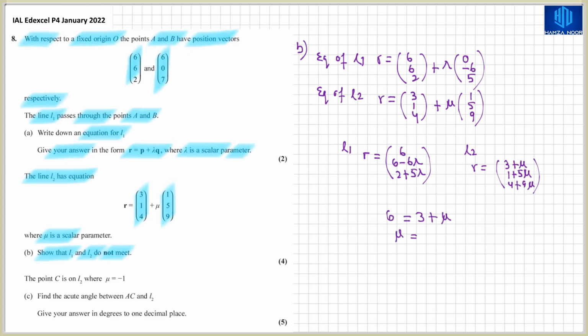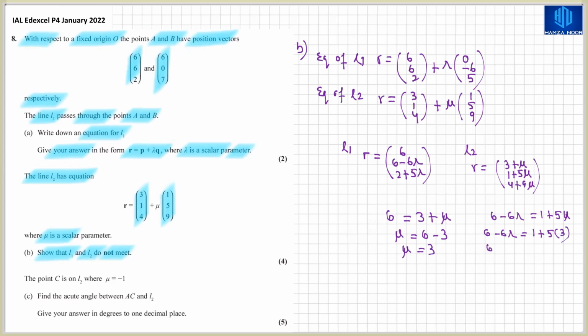So mu is equal to 6 minus 3. The value of mu is 3. Now I'm going to equate the j component with the j component. So 6 minus 6 lambda is equal to 1 plus 5 mu. And the value of mu we have already found by equating the i components. So 6 minus 6 lambda is equal to 1 plus 5 times 3.